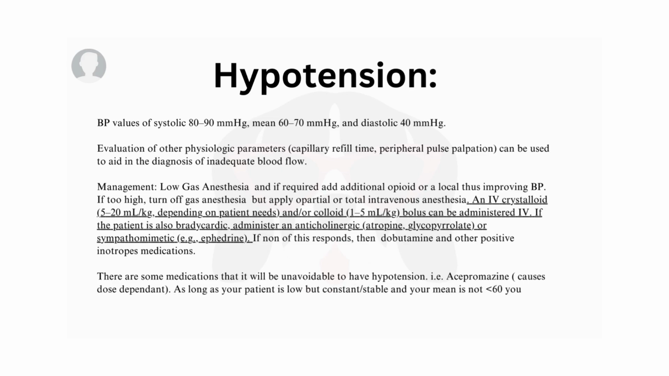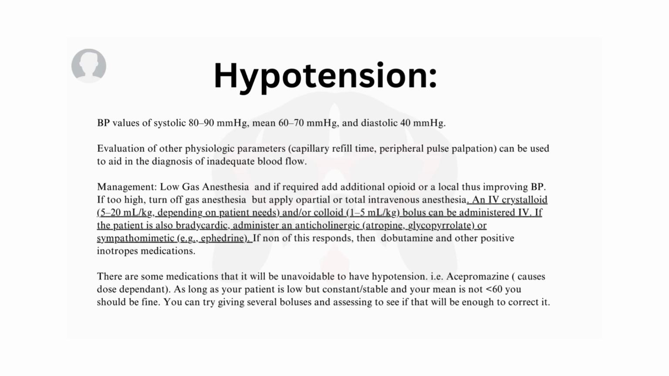Before you panic, you want to evaluate other parameters such as CRT or peripheral pulses. You can also change the location of your blood pressure cuff and get another reading. If everything is telling you that your dog or cat has hypotension during anesthesia, then the first thing you want to do is lower your gas anesthesia.